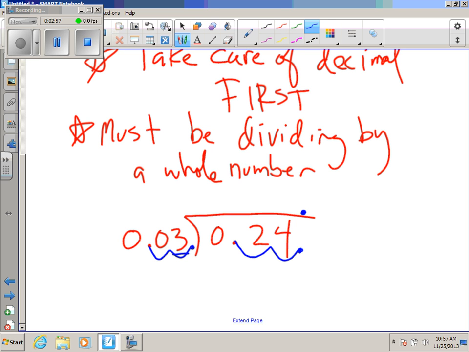So as we go through, now we're just focusing on this 3. How many times does 3 go into 2? It doesn't. How many times does 3 go into 24? 8 times. 8 times 3 is 24. Our final answer is 8. Once I put the decimal in the right place, it all takes care of itself if we put everything where it's supposed to go.